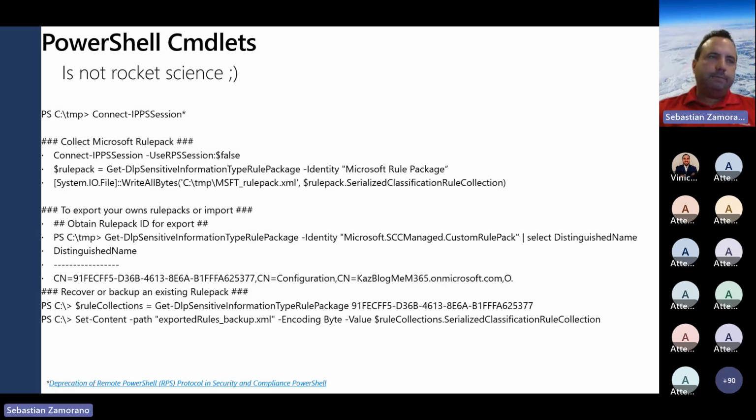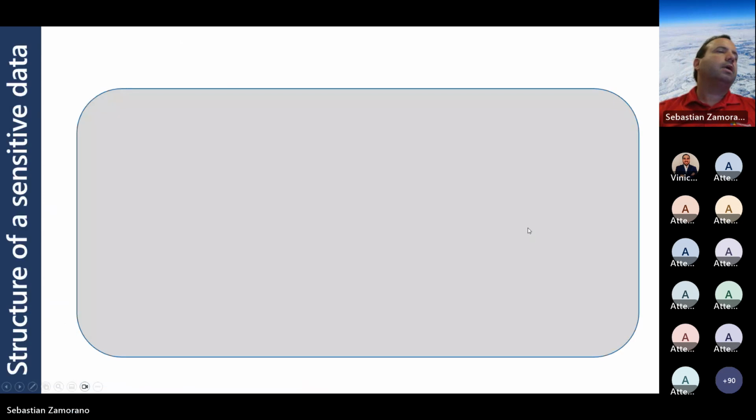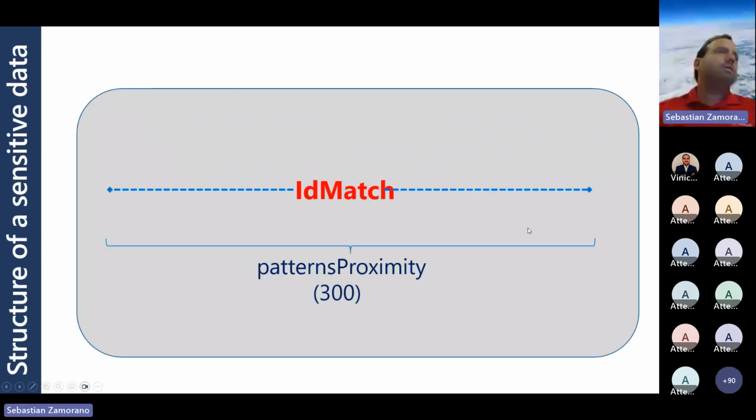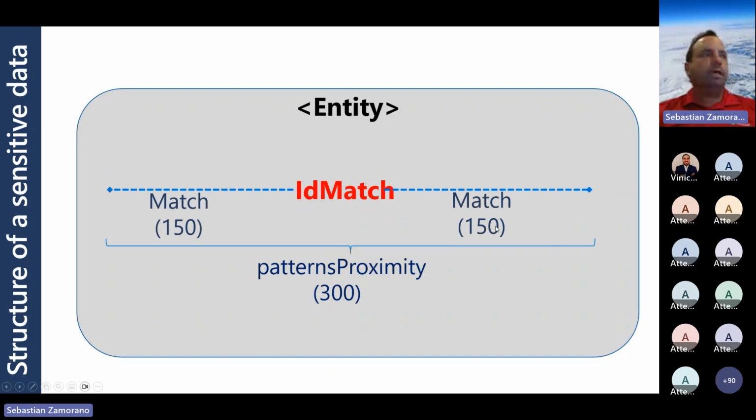To do that, we need to understand, this is very similar to the web interface. We have an ID match. The ID match is our primary element. We have a pattern proximity that is the same as character proximity. If it's set to 300 by default, that means we are looking 150 characters to the left and 150 characters to the right for additional evidence that is called match.